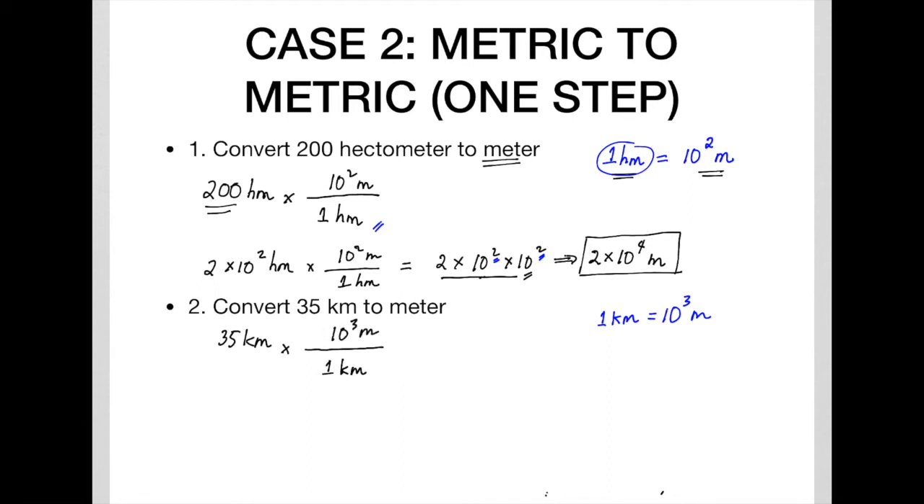And then we simply need to cancel the unit, and that would be 35 times 10 raised to 3 meter. Now, I want to make it into acceptable scientific notation. That would be 3.5 times 10 raised to 4 meter. That's it.